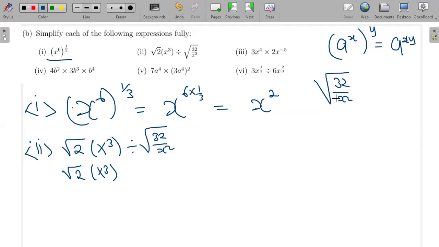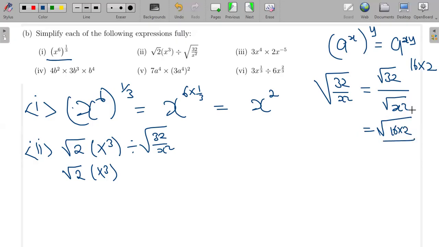By the laws of SADS, we said we can distribute this root. I can have the root of 32 divided by the root of x squared, if you remember. Now for this 32, let's look for two numbers such that when you multiply them, they give you 32, but one of those numbers should have a perfect square root. Those two numbers for 32 are going to be 16 and 2. So the 32 on top is going to be the root of 16 multiplied by 2, over, and this square root of x squared just becomes x because the square and the root cancel.